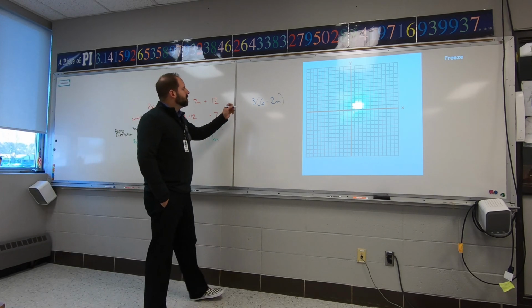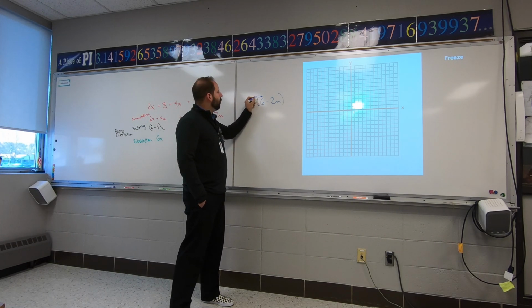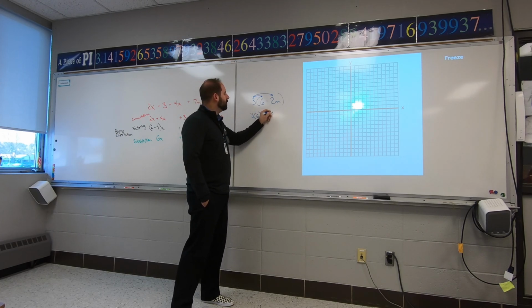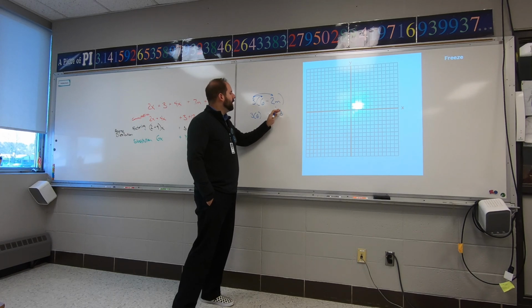You have to first just hand out this 3 to both items. That's distribution. Notice I'm not going to write down the answer. You're just going to hand the 3 to each item.